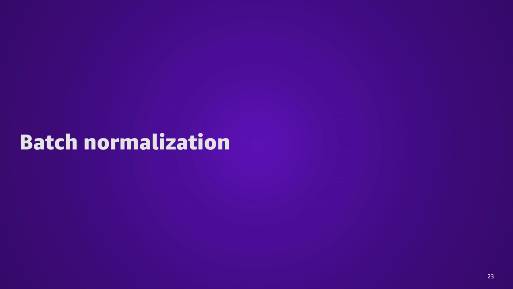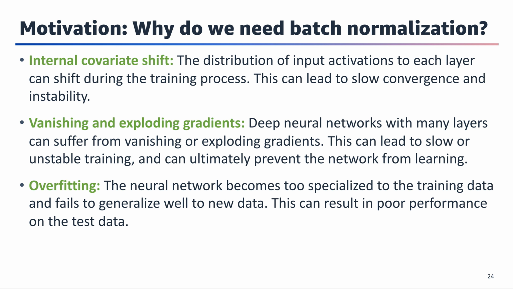Let's now discuss batch normalization. Why do we need batch normalization in deep neural networks? Firstly, internal covariate shift refers to the issue where the distribution of input activations to each layer can shift during training, leading to slow convergence and instability. Batch normalization helps mitigate this by normalizing the inputs to each layer.